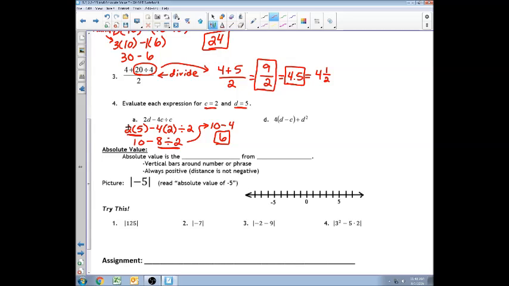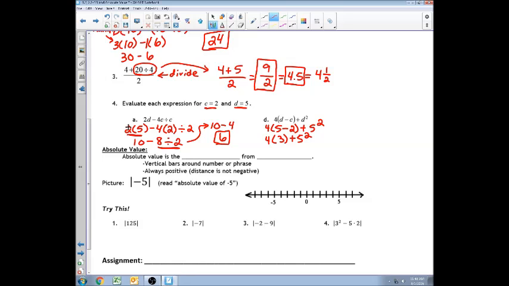Looking at D, actually over here, it would be 4. Put a 5 in for every D value. Put a 2 in for every C value. Plus 5 squared. First step to order of operations is always taking care of the grouping symbols first. So it would be 4 times 5 minus 2 would be 3 plus 5 squared.